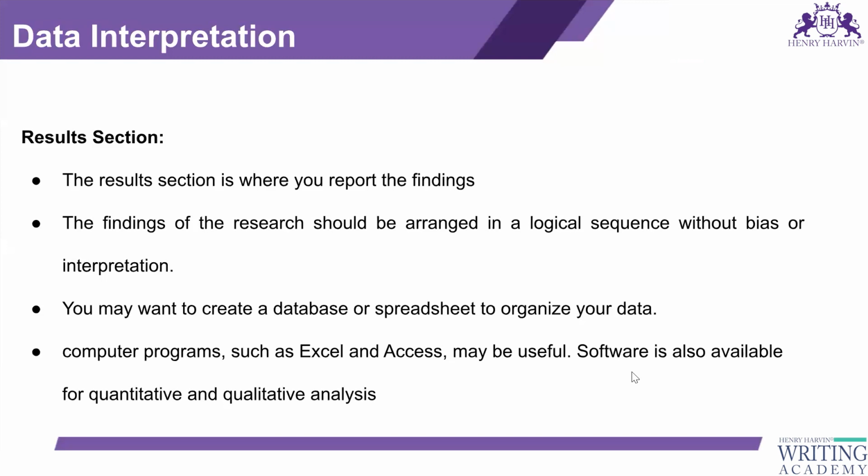So the result section is where you report the findings. The findings of the research should be arranged in a logical sequence without bias or interpretation. Here you are not saying, you will say this paper will discuss these things. You are not going to say "in my opinion" or "what I believe." You cannot give your opinion. You cannot be biased. You have to take all the aspects of something.